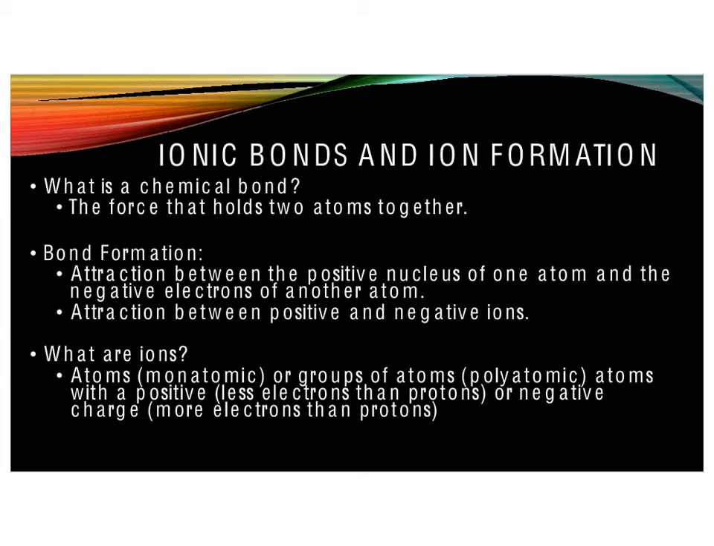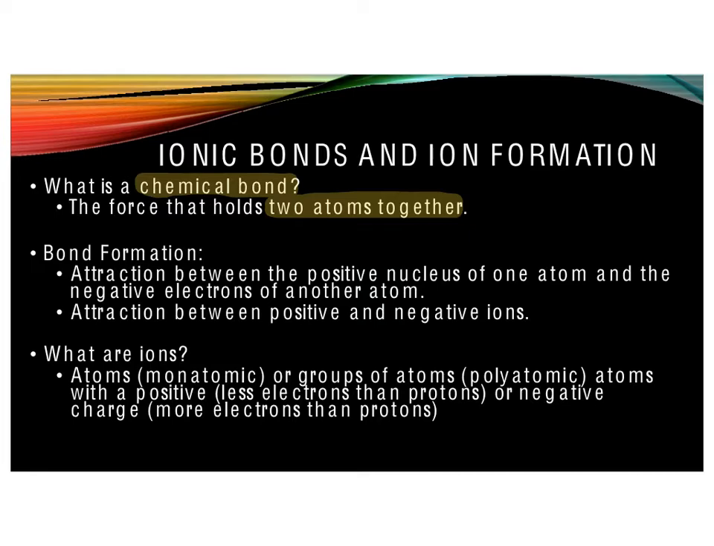We are going to start by talking about ionic bonds and ion formation. And the whole thing about ionic bonds is it comes back to talking about bonds in general. If we look at the question, what is a chemical bond? A chemical bond is the force that holds any two atoms together. So bonds exist between two atoms. We usually look at them as between two atoms, even if there are more atoms involved.